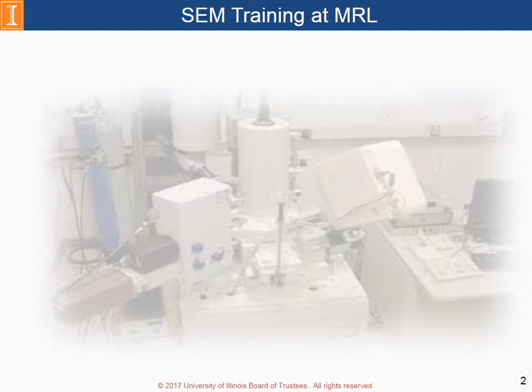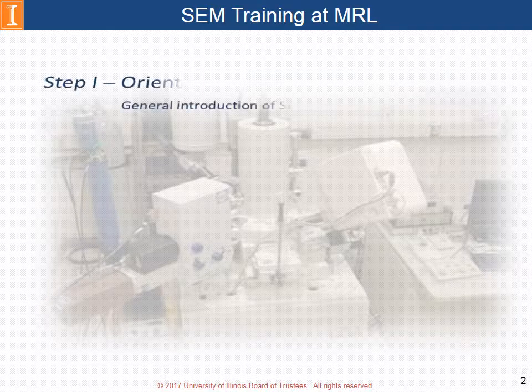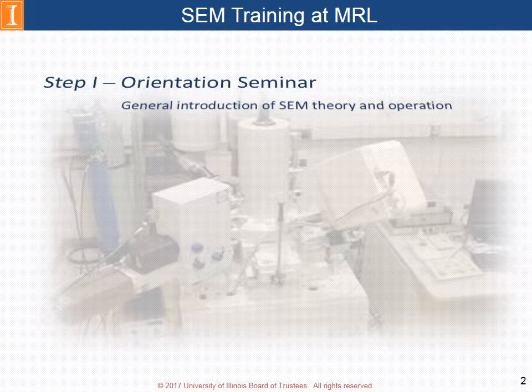There are three steps in our SEM training. The first step is this orientation seminar, a general introduction of SEM theory and operation. There are two videos. This is the first one. After you finish watching the orientation video, please go to the Compass 2G website to sign up for MRL SEM Orientation and take a short quiz.